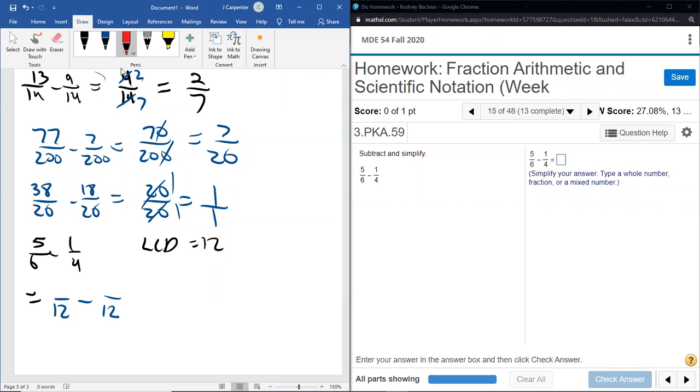6 goes into 12 twice. 2 times 5 is 10. I'm telling you, if you practice this 100 times, you'll start just railing through them really quickly. You don't do things well without practice in general.